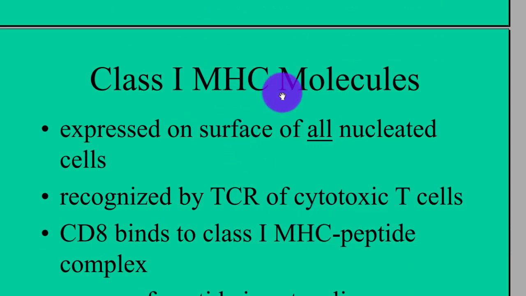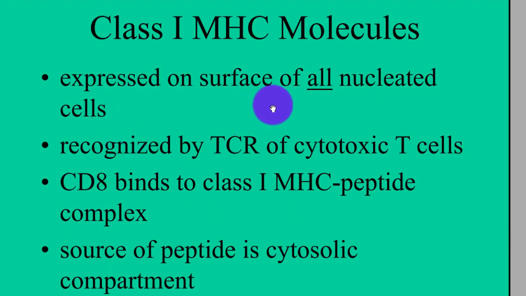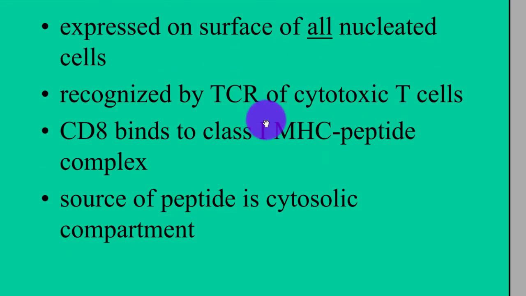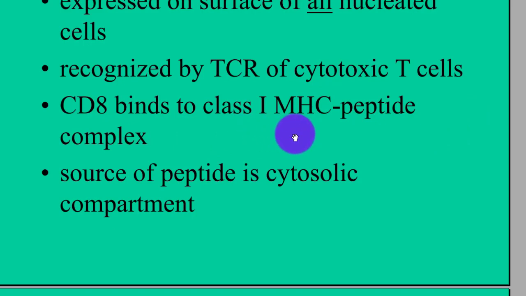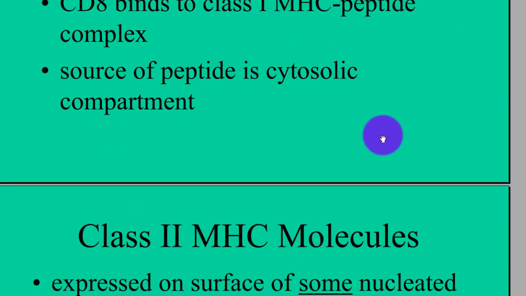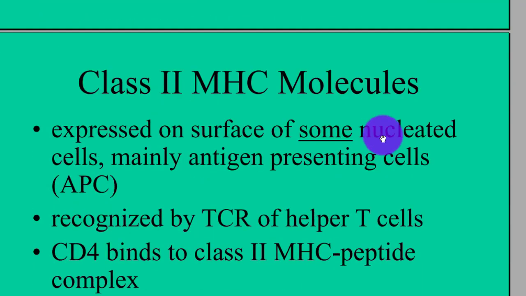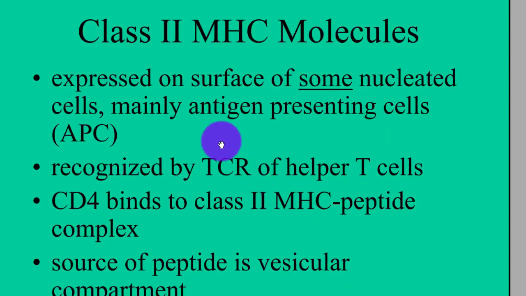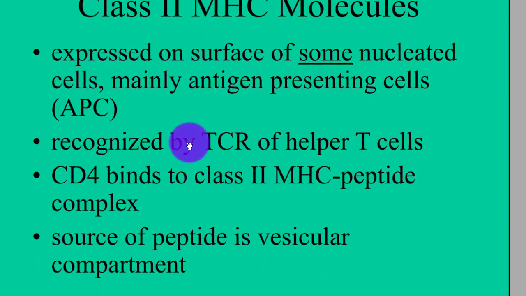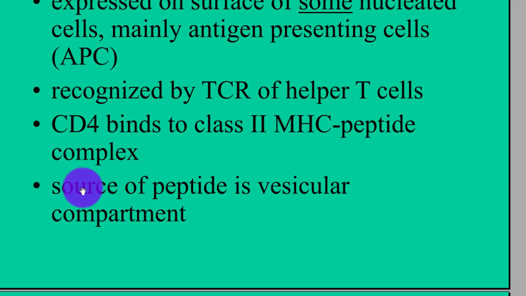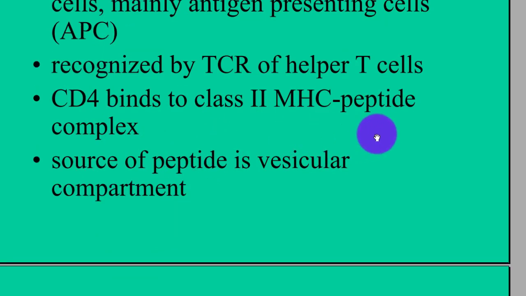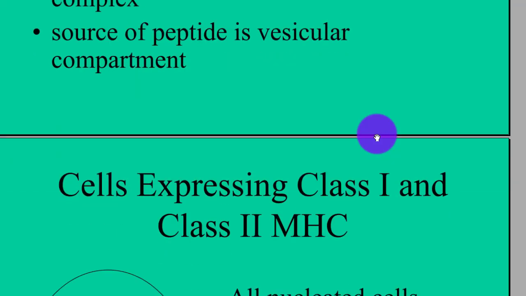Class 1 major histocompatibility molecules are expressed on the surface of all nucleated cells and recognized by T cell receptors of cytotoxic T cells. CD8 binds to the class 1 major histocompatibility peptide complex. The source of peptide is the cytosolic compartment. Class 2 major histocompatibility molecules are expressed on the surface of some nucleated cells, mainly antigen presenting cells, and recognized by the T cell receptor of helper T1 cells. CD4 binds to the class 2 major histocompatibility peptide complex. The source of peptide is the vesicular compartment.